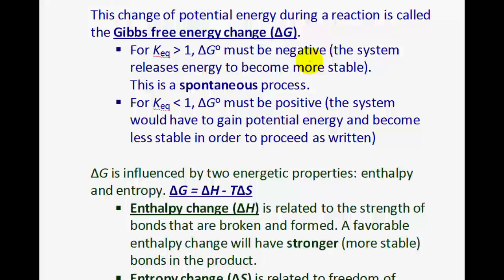But in order for us to have an equilibrium constant less than 1, which means our reactants are favored, the delta G must be positive. In other words, the system would have to gain potential energy and it would have to become less stable in order to proceed as written.